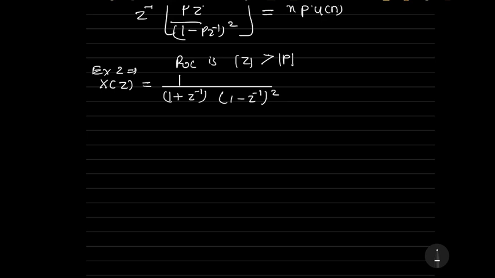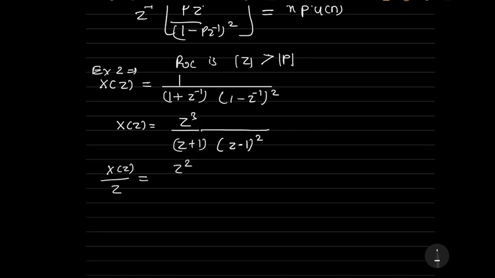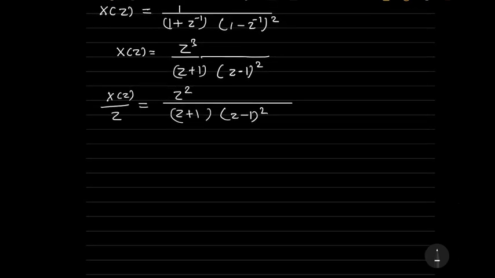First we rearrange this. Divide by z cube and multiply x of z with z to the power 3. The result we get is z cube upon (z plus 1) into (z minus 1) whole square. Now x of z upon z equals z square upon (z plus 1) into (z minus 1) whole square. Now taking partial fraction expansion, we set this as equation 1.